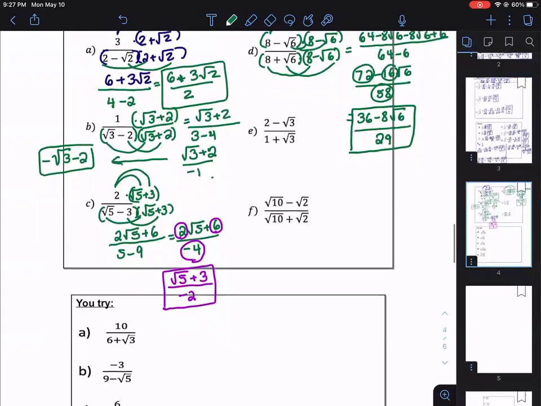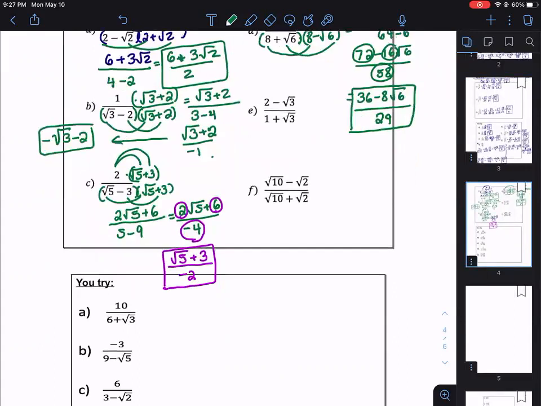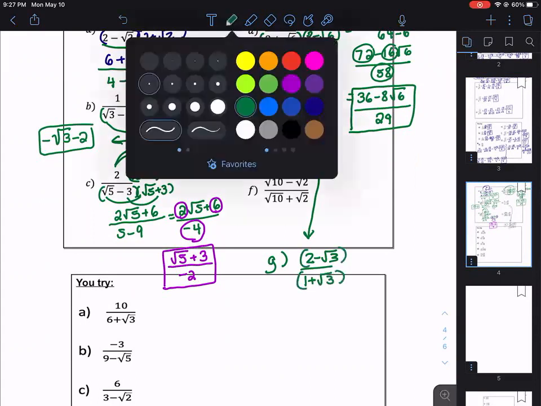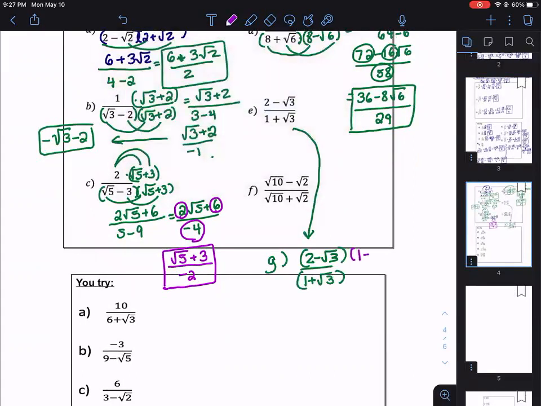I'm definitely not going to have enough room to squeeze G in there. So what I'm going to do is I'm going to do G right here. So we're going to have 2 minus radical 3 over 1 plus radical 3. So we will use the conjugate of the denominator, which is 1 minus radical 3.